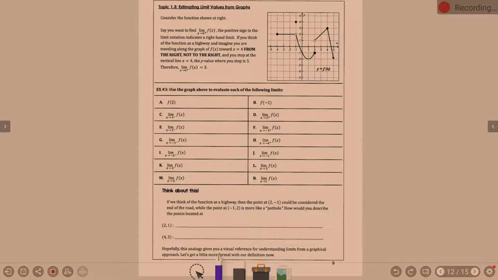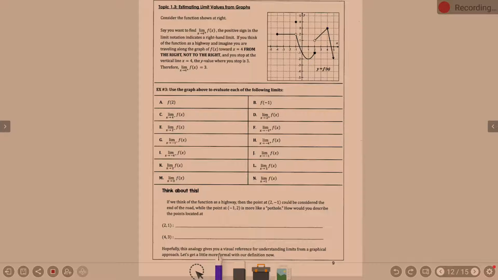If you think of the function as a highway and imagine you are traveling along the path, which is the graph of f of x, towards x equals 4 from the right, not to the right, but from the right, and you stop at the vertical line x equals 4. The y value where you stop is 3, thus the limit as x approaches 4 from the right of f of x is 3. So again, if here's 4, hop on the highway right before then. As I approach that x value of 4, what y value do we end up at? And we're at a y value that is at a level of 3. Okay?